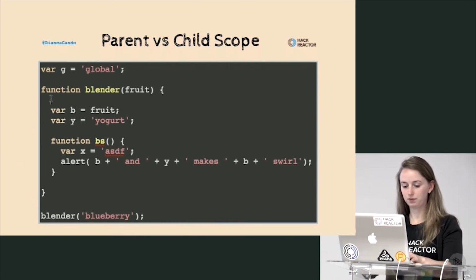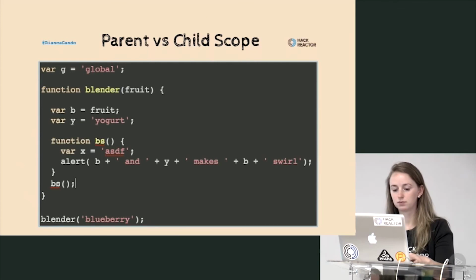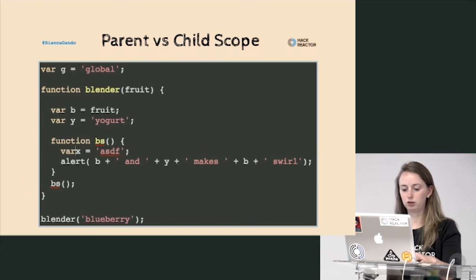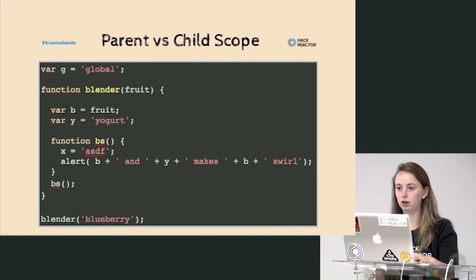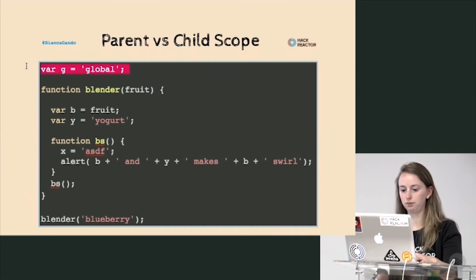Question about the variable x. If it was declared with the var keyword, would it be in the global scope or just the scope above it? Good question. So if we do it like that, we take off the var, then that would be in the global scope. So it would be the equivalent of being in this scope up here.